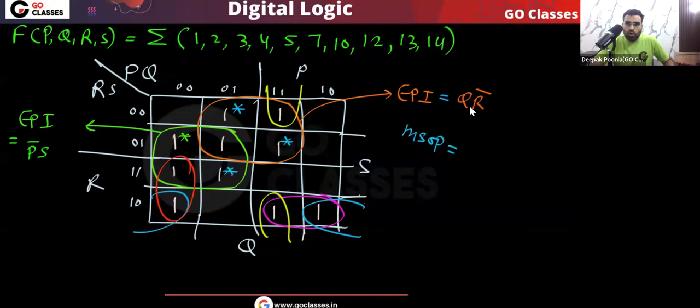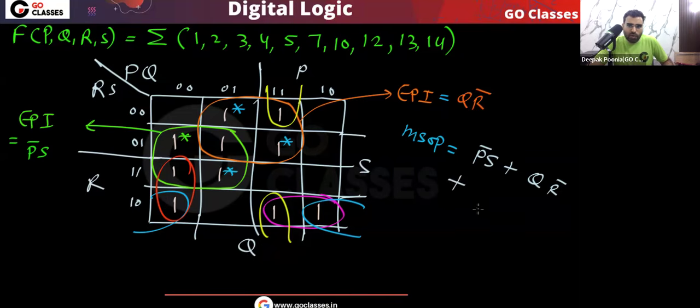In the minimal SOP, all the EPIs I have to take. So I have to take P bar S, and I have to take QR bar. But remember, are all the EPIs collectively covering all the one cells? No. Many one cells are still remaining. So I need to add some more PIs.